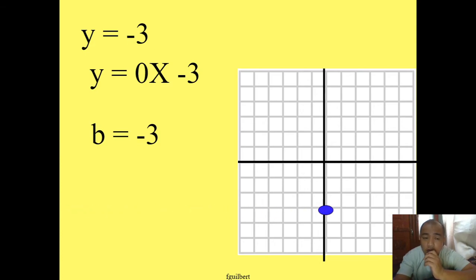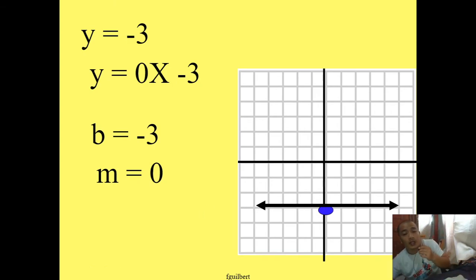Yes, the y-axis, locate it here. See, 0, negative 1, negative 2, negative 3. And then since the slope is 0, the graph is a horizontal line. And we all know that a horizontal line has 0 slope, right? So this is the graph of the equation y equals negative 3.